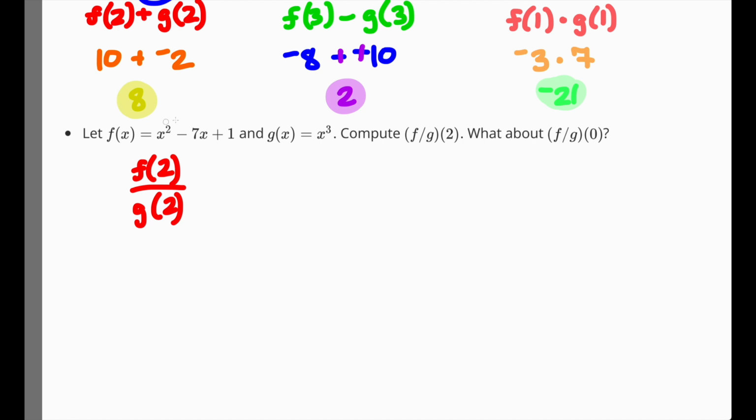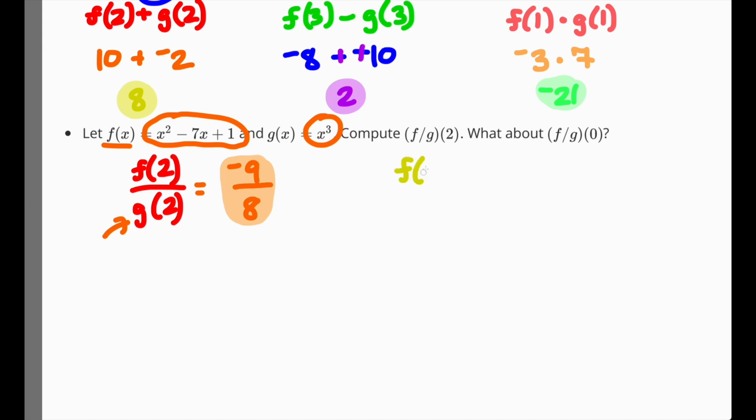So what we're going to do is we're going to plug in 2 to this top function right here, this f, to find f of 2. So you're going to get 4 minus 14, which is negative 10, plus 1 is negative 9, so I'm going to put a negative 9 in there. Then I'm going to plug a 2 into this g function to find the g of 2 part on the bottom, which is just 2 to the third, which is going to be 8. So the answer for this one, the f of 2 divided by g of 2, is just going to be negative 9 over 8. This next one is going to be a little bit different.